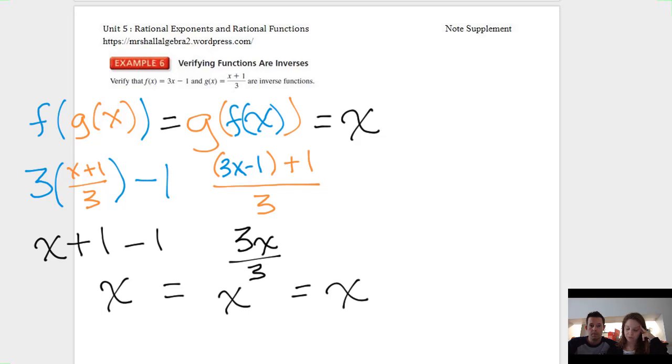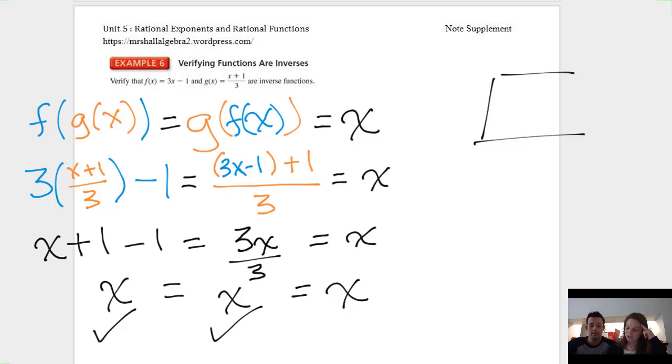And I needed to prove both of those, right? I couldn't just do one. You can't just do one. You have to show both. Can you throw some equals between your step 2 and step 3? Yeah. And we have just proved that those two functions are inverses.